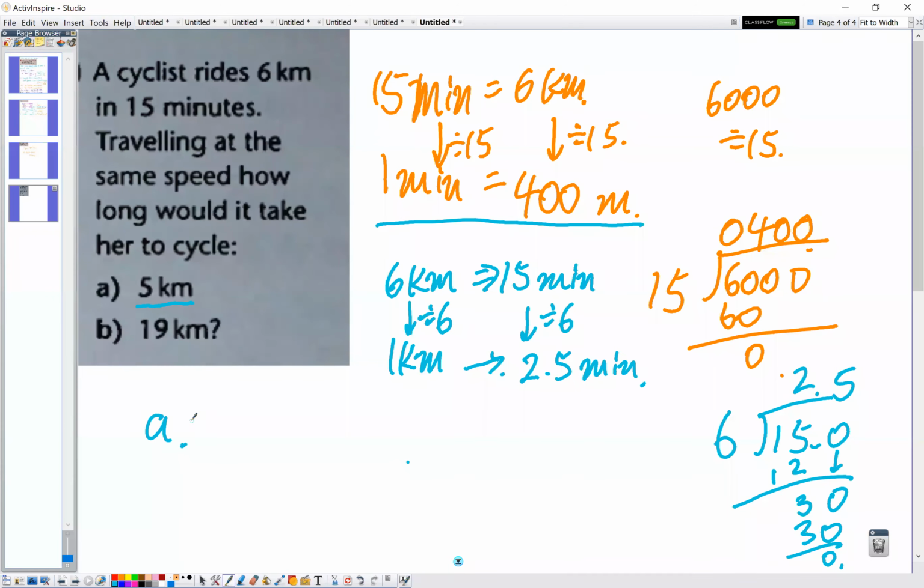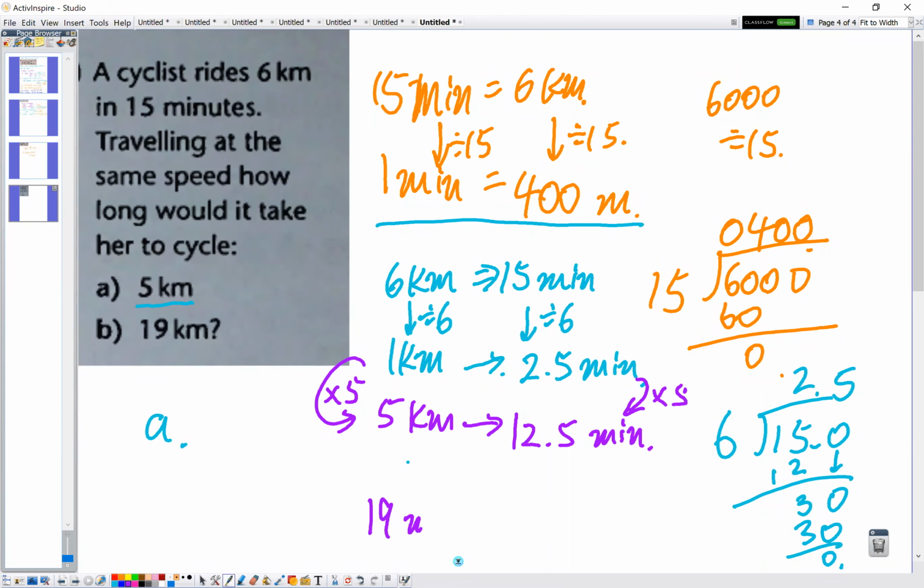So for question 1A, it becomes easy now. Question A says 5 kilometers. From 1 to 5, we times by 5. On the right hand side, we times by 5 as well. So 2.5 times by 5 is 12.5. So this is 12.5 minutes. And now 90 minutes, 19 kilometers, it becomes the same. We just do the same. Okay, see, we just times by 19. On the right hand side, we times by 19. 2.5 times by 19, which is 47.5 minutes.